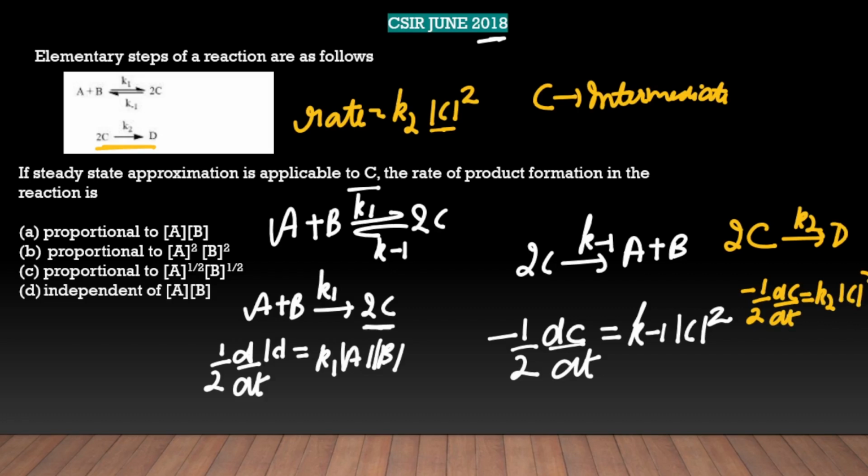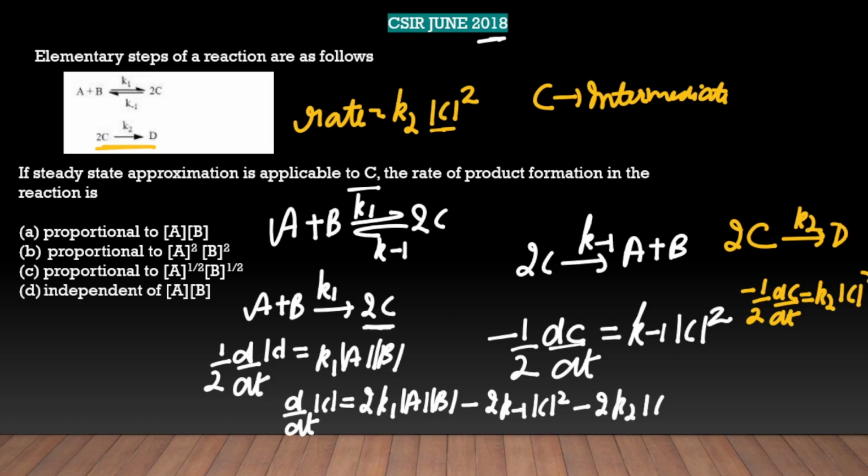So these are all the terms where the C component was involved. Combine all of this and find the value of dC/dt, which we will get as 2 times k1 A into B, minus 2 k inverse C square, and minus 2 k2 times C square. This is what you will be getting as dC/dt.